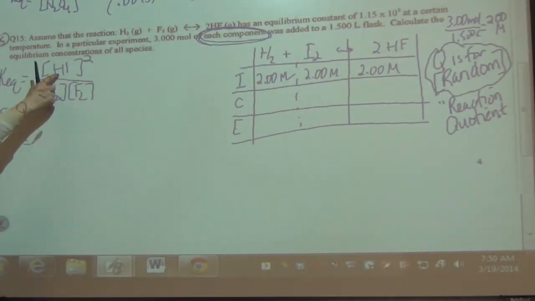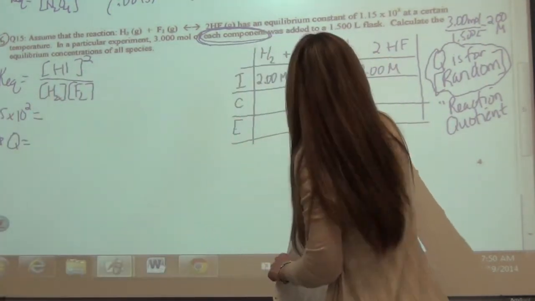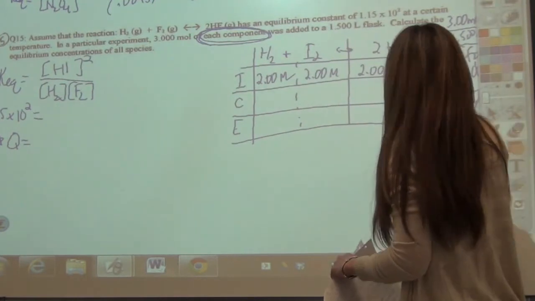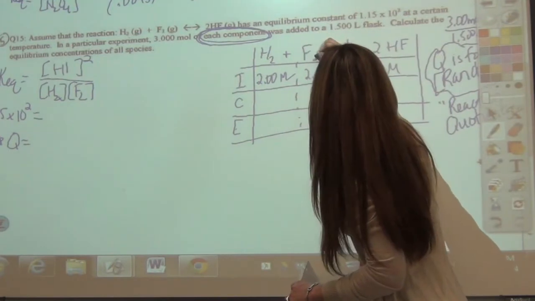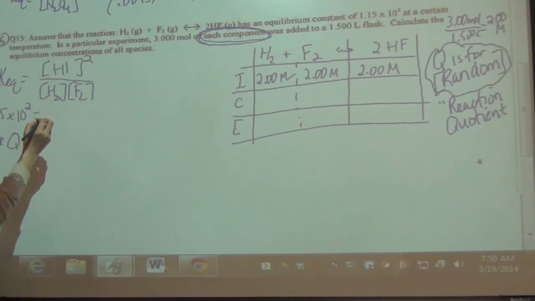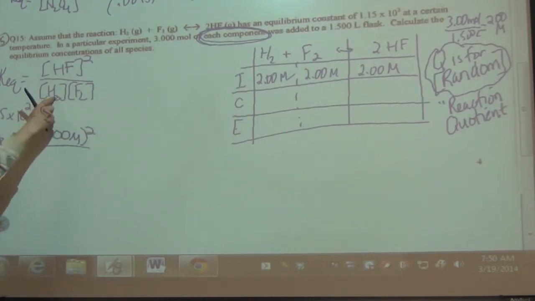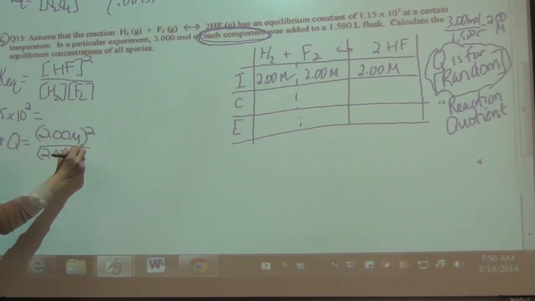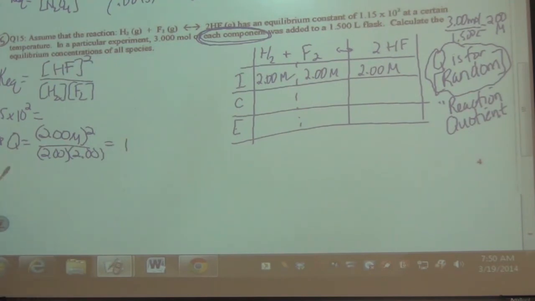Q is equal to HF squared, oops, I wrote I, oh that is an F. Sorry. Turn this back into an F, F2. Okay, so we have Q is equal to HF, which is 2 molar, squared, divided by 2 molar times 2 molar. Which means that Q in this case is equal to what? 1. Okay.